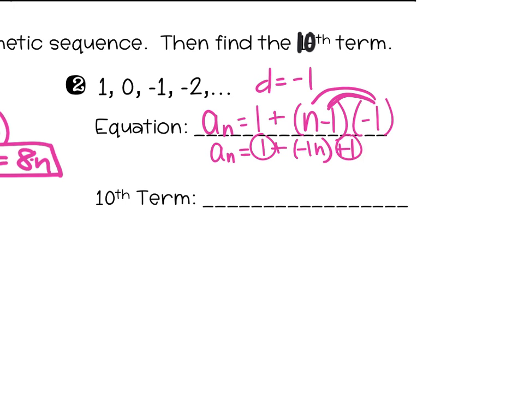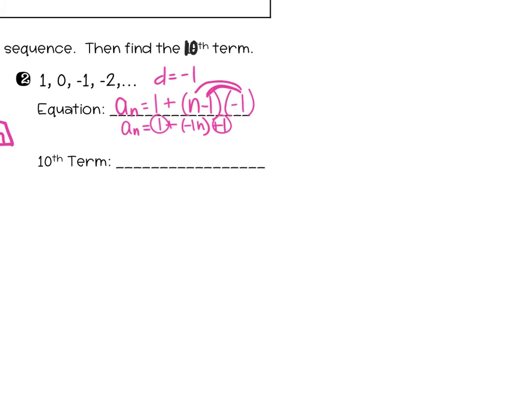To combine my 1's, I have to write this over here. So an equals 2 plus, actually, I'm going to change that to 2 minus n. Remember, that's the same as 1n. Could have left that either way. You could also put it as -n plus 2. That would be correct as well.